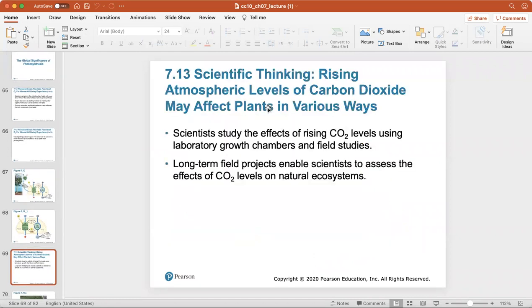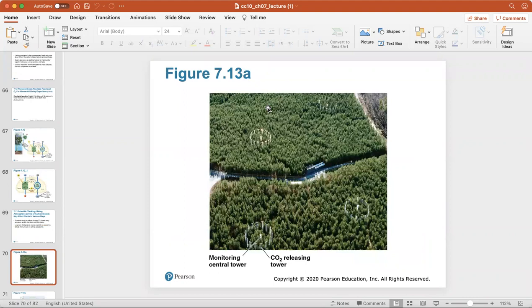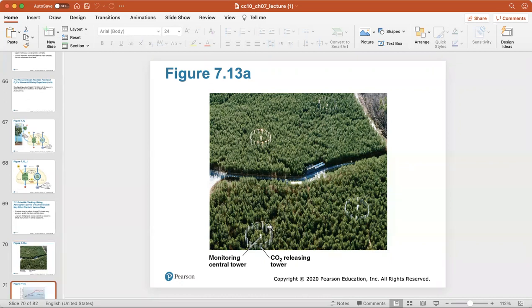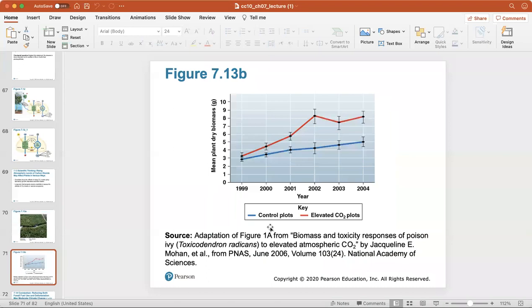Scientists have studied the effects of rising carbon dioxide levels using laboratory growth chambers and field studies. And long-term field projects enable scientists to assess the effects of carbon dioxide levels on natural ecosystems. So here's how scientists do it: there's a monitoring central tower with carbon dioxide releasing surrounding it. So they're able to monitor the effects of increasing carbon dioxide levels and how plants could potentially lower those levels.